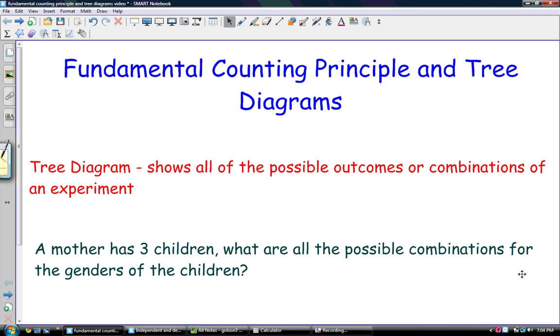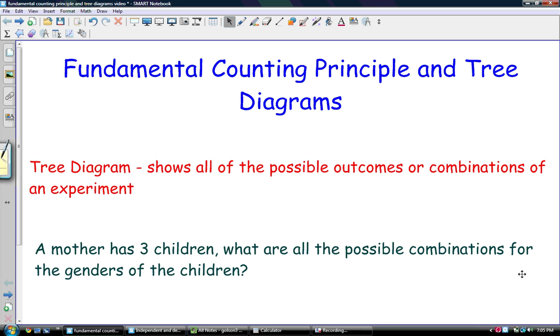Okay, so this video is on the fundamental counting principle and on using tree diagrams. Basically, what both of these things do for us is they help us come up with the number of combinations of what can happen when you're talking about multiple events happening. Goes right along with the probability.